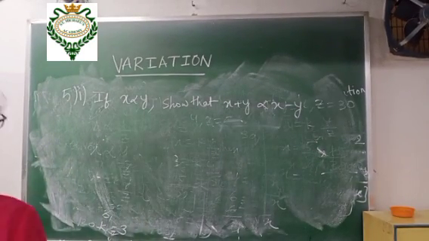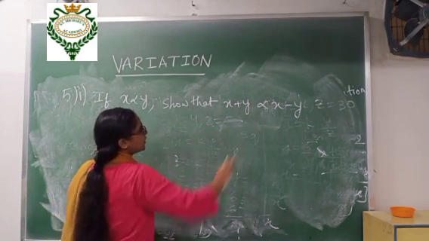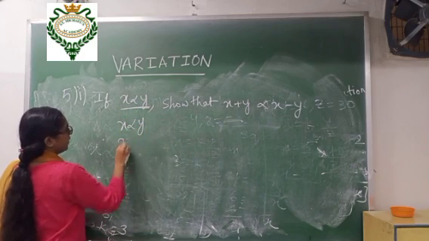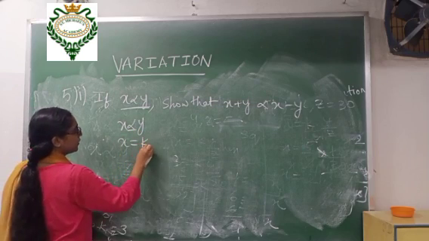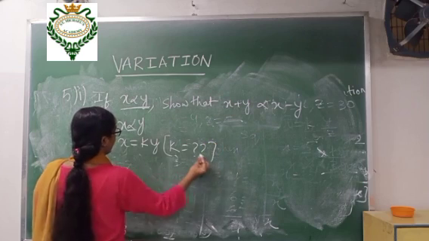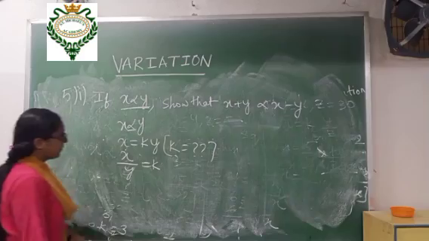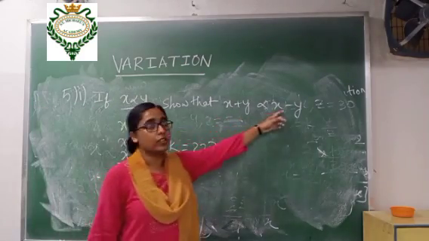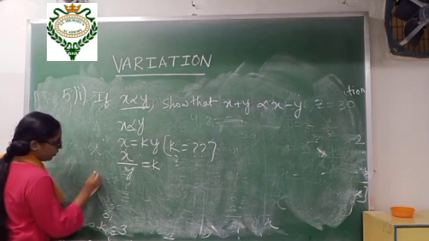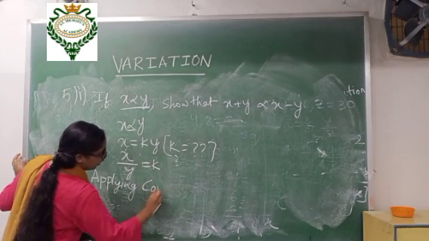Now class 10, read question number 5.1. If x varies with y, show that x plus y directly varies with x minus y. First, since x varies with y, you will remove the varies sign, give the equals sign with k, and write x = ky. Now x by y, I am taking this y to this side, equals k. Now you can see here you have plus and here you have minus. So I will apply componendo and dividendo.